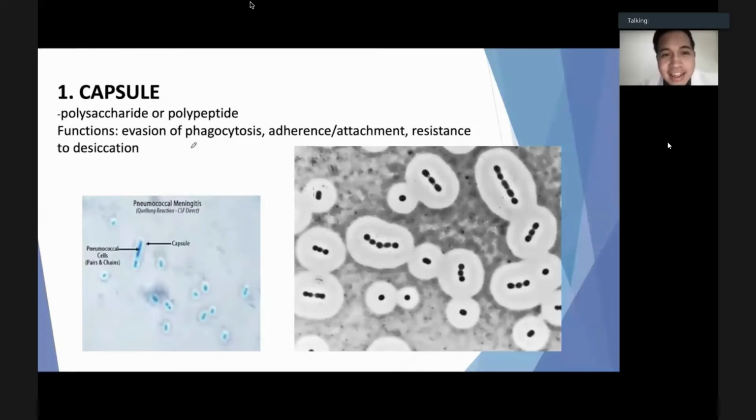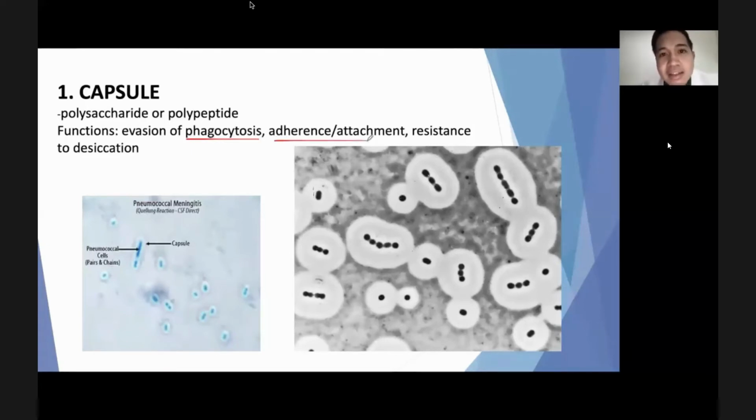Is that clear? Alright. So, ano po ba ang gamit ng capsule, Doc? Bakit siya nakaka-add sa virulence? Bakit pumabangis yung mga bacteria na may capsule? Because the capsule evades phagocytosis. For what reason? Because they alter the formation of the membrane attack complex. Okay? They play around the complement cascade. Is that clear? That's the reason why capsules evade phagocytosis.